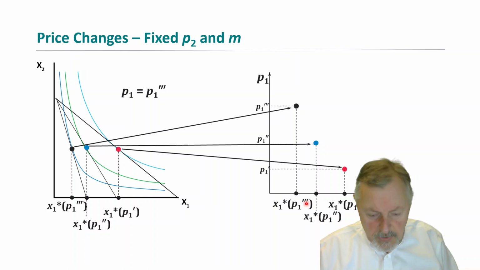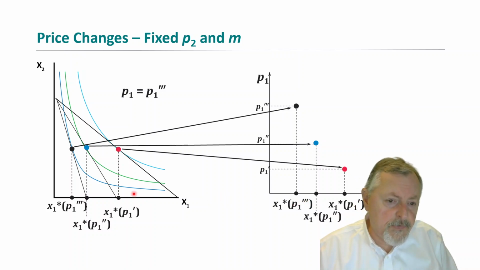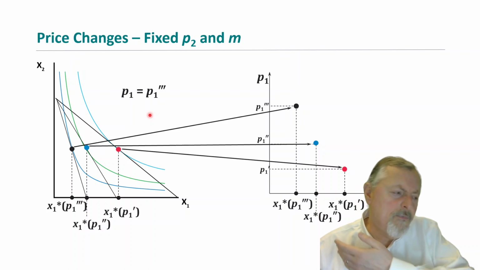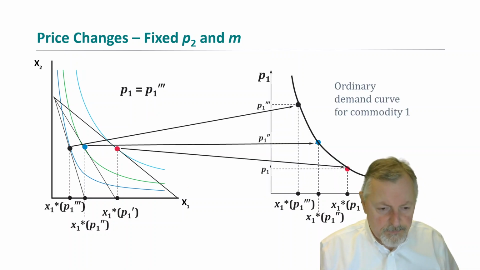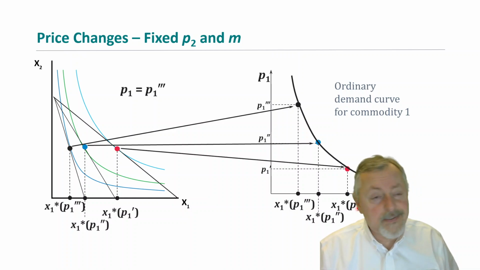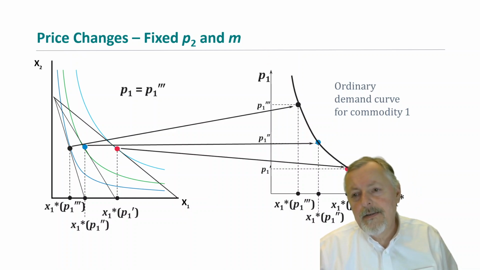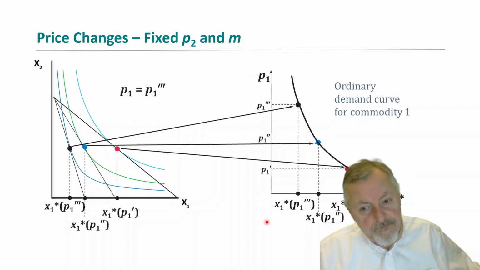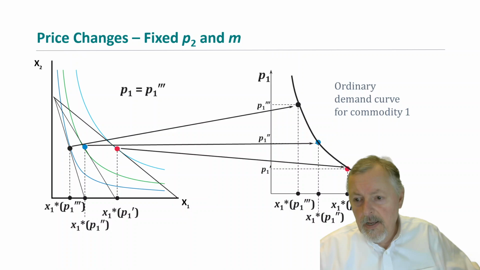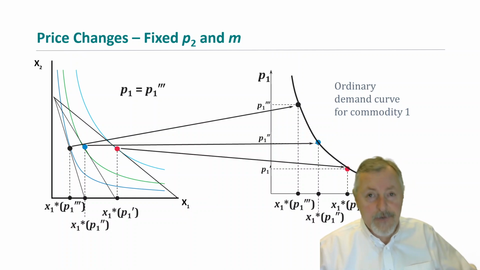I hope you see what we're getting here. If instead of discrete prices of commodity 1, P1 prime, P1 double prime, triple prime, what if we looked at all the different prices in a continuous fashion? Then we'd get this. It's the demand curve for commodity 1. At all the different possible prices, this shows how much this person would buy of commodity 1. That's where the demand curve comes from.